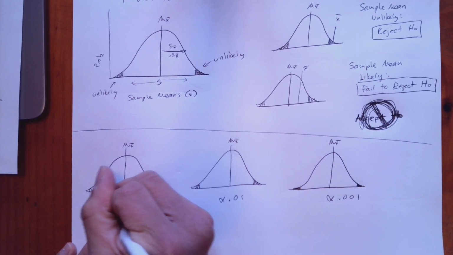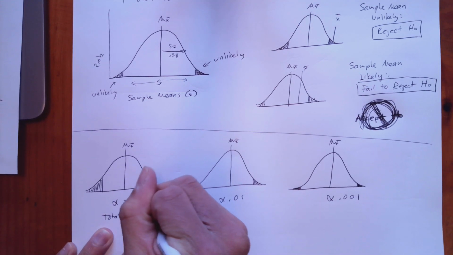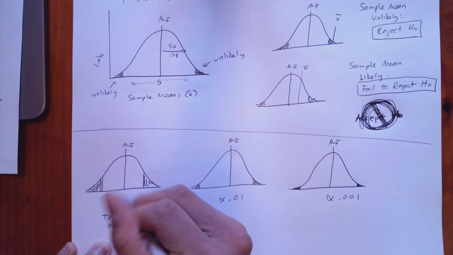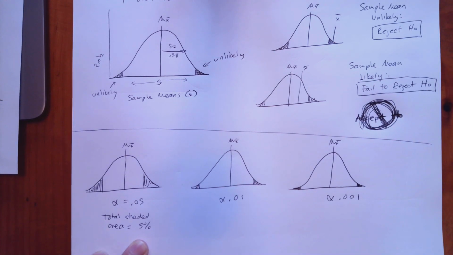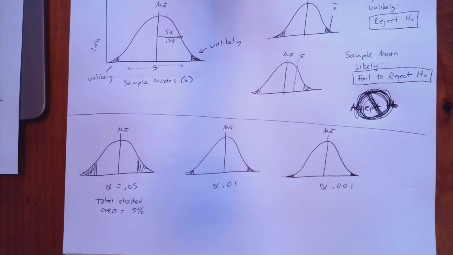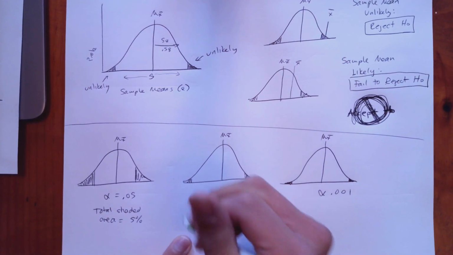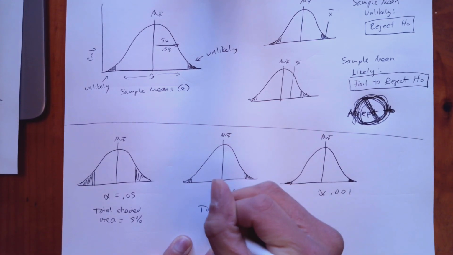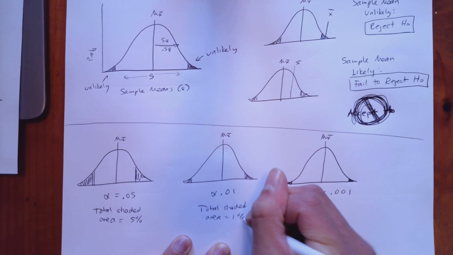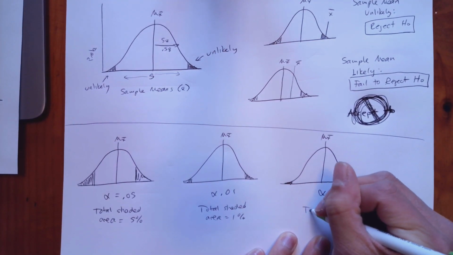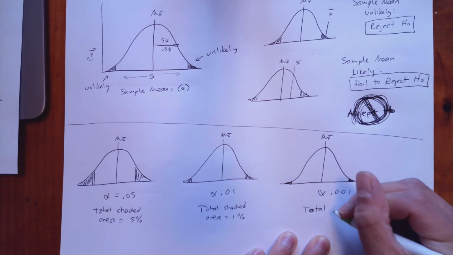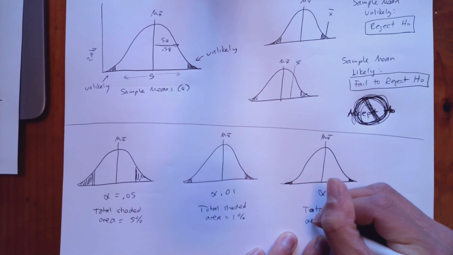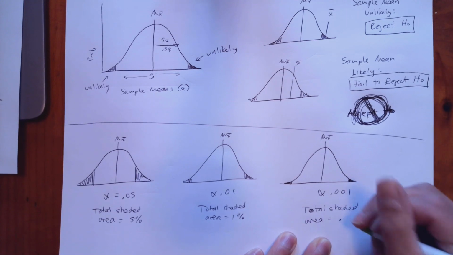And so your total shaded area would be 5%. And specifically, you'd have half of that 5% on one side of the graph and half of that 5% on the other side of the graph. If you have an alpha level of 0.01, your total shaded area equals 1%. And if you have an alpha level of 0.001, it's going to be equal to 0.1%.